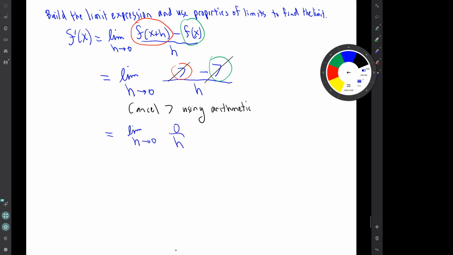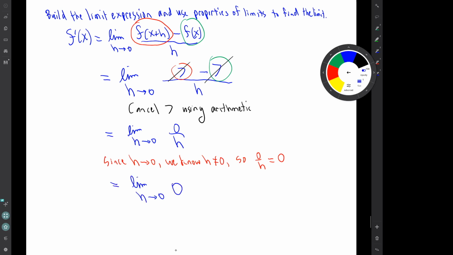Now, it seems like we should just be able to say that 0 over h is 0. But that's actually subtle, because what do we know about h? If we didn't know anything about h, we wouldn't know that 0 over h is 0. 0 over 5 is 0, 0 over 13 is 0, but 0 over 0 is not 0. It's undefined. So we would like to replace 0 over h with just the number 0, but we have to say why we can do that. It comes down to, again, the fact that we know that h is not 0. That's why we can say that 0 over h is 0.